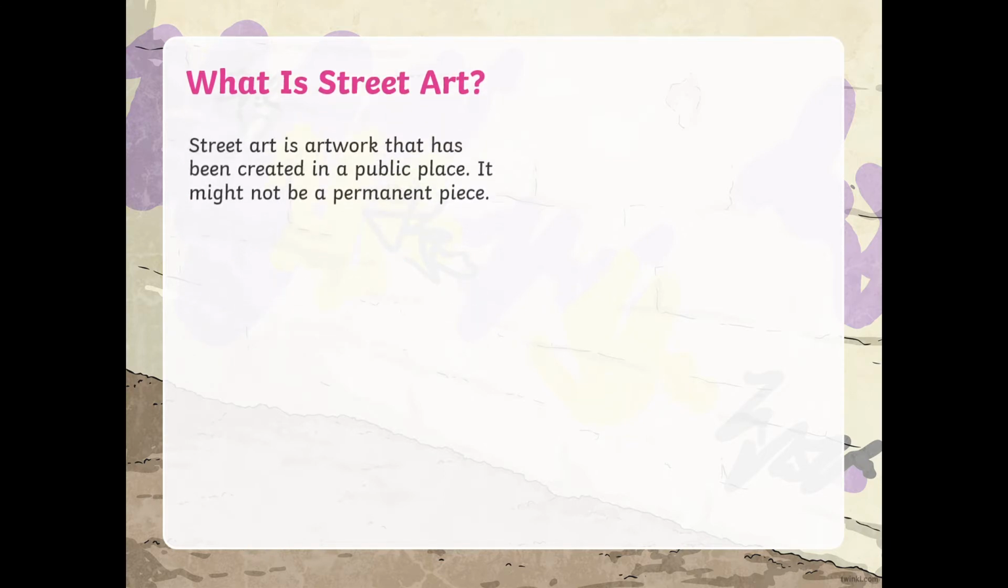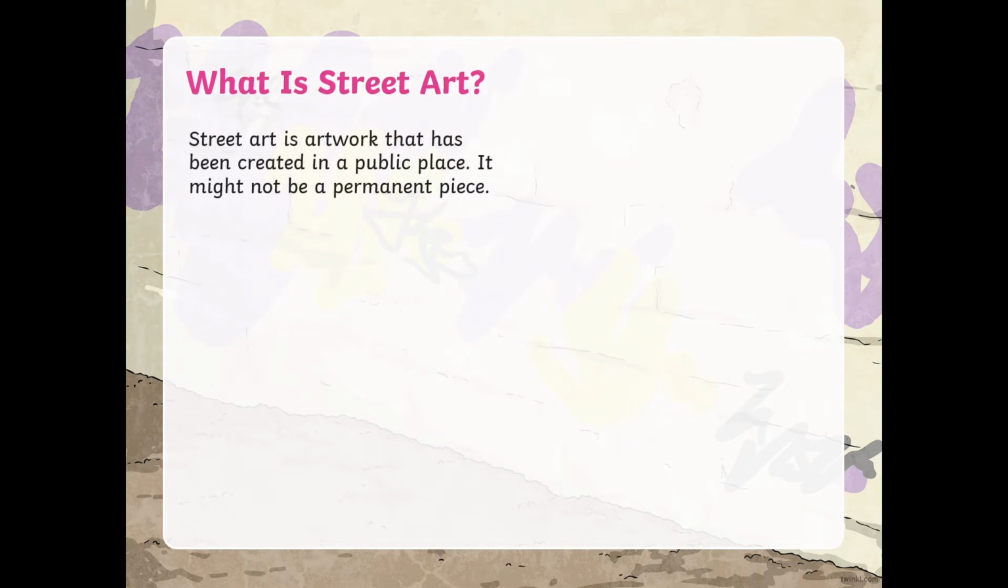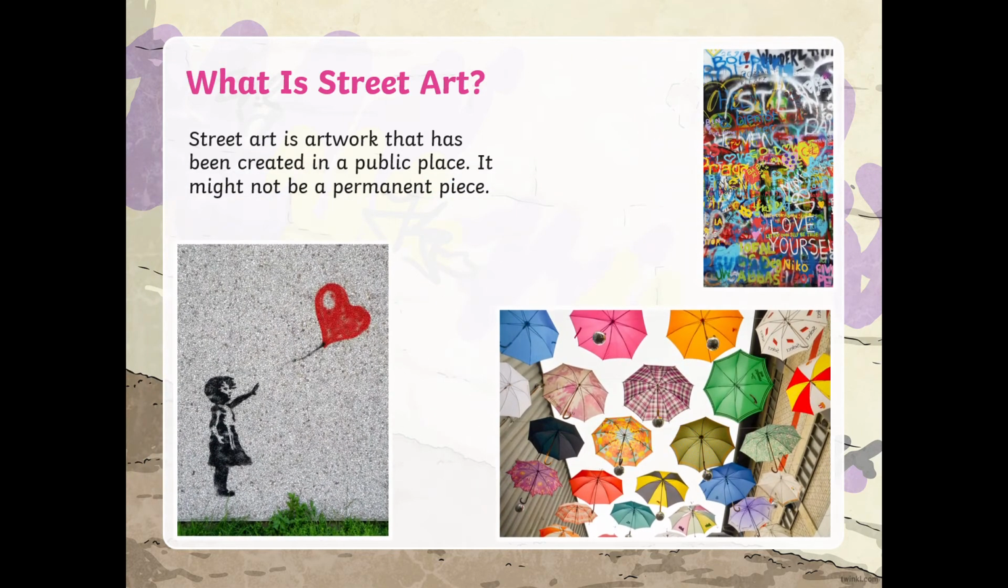You see it a lot more nowadays. But what is it? It's artwork that has been created in a public place. It might not be a permanent piece. So there's some examples there. People you may have heard of Banksy, who is well known for his street art and graffiti and other bits of artwork that he does, and he is completely anonymous. Nobody knows who Banksy actually is, or whether it's a he or a she in that respect.